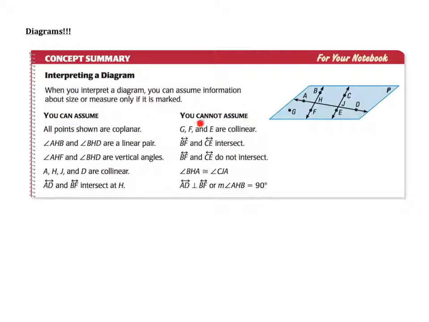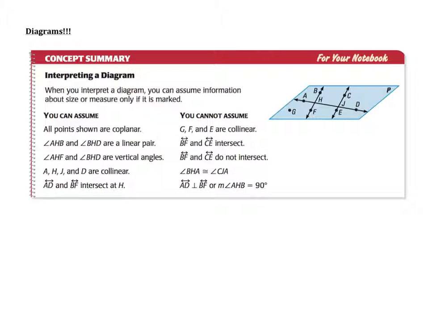The things I cannot assume: that points G, F, and E are collinear. Notice I'm given 3 points. I cannot assume that these 3 points are collinear unless they are all lying on a line. When I look at the diagram, here's point G, F, and E. It may look like I could draw a straight line through all 3 points, but since there is not a line shown, I cannot assume that they all would end up on the same line.